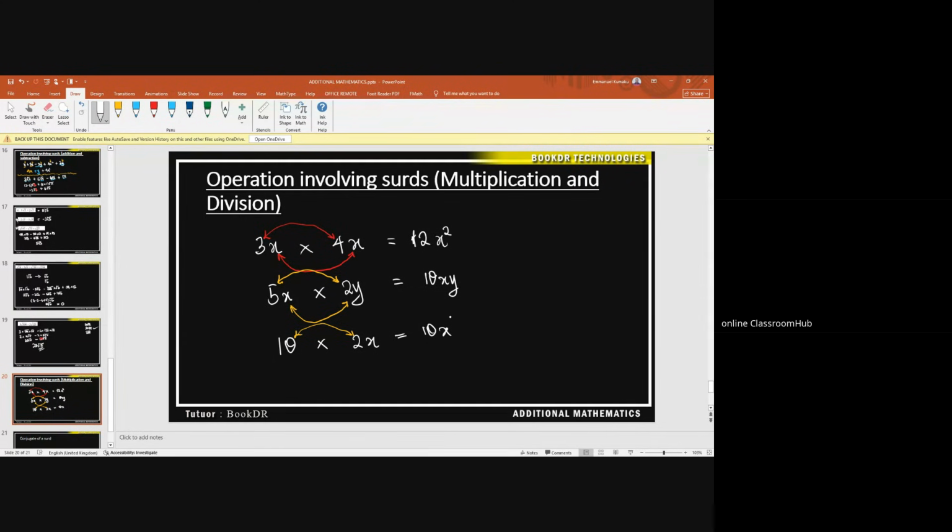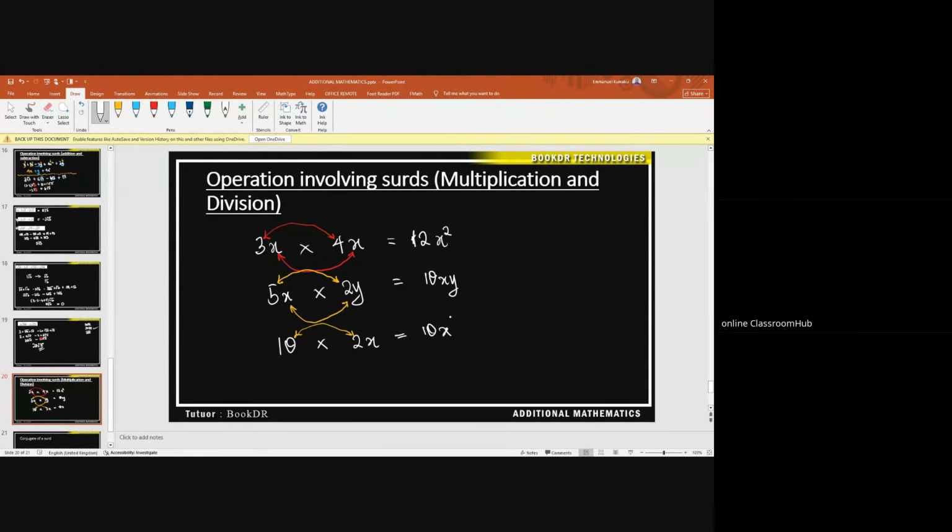So we are going to apply the same knowledge when it comes to surds. For multiplication of surds, we do not consider like terms or like surds. Whether the surds are like or not, they can multiply. The same way in algebra, whether the numbers or the terms are like or not, you can actually multiply them.